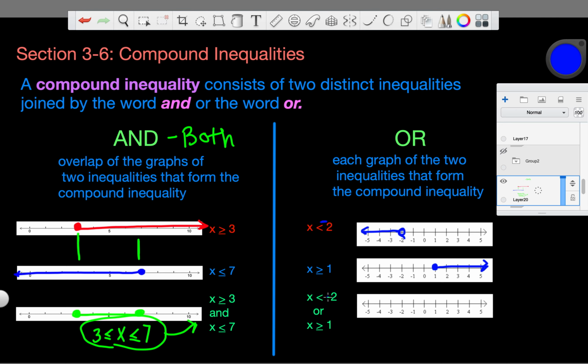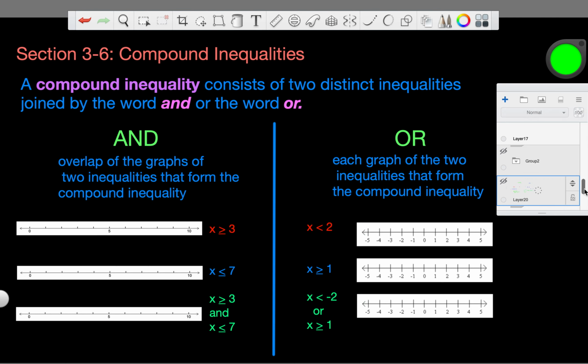So when we are writing this or inequality, when you see this word or, you are looking at everything. Doesn't matter if they overlapped or not. So your full inequality graphed is just going to be everything that you took from above. Now there's no way to write this like you wrote the and statement. It has to just be both of these separated by or. We're going to dive deeper into this, but it's really good to have this on your main page, okay?